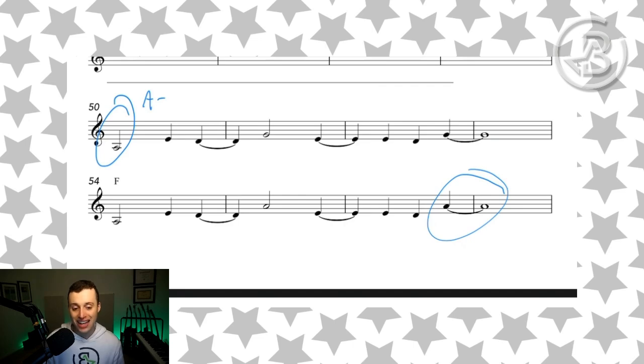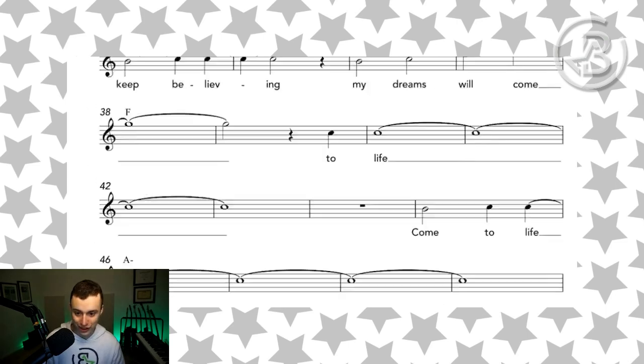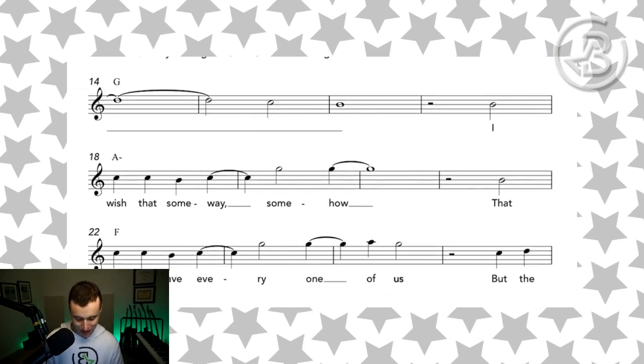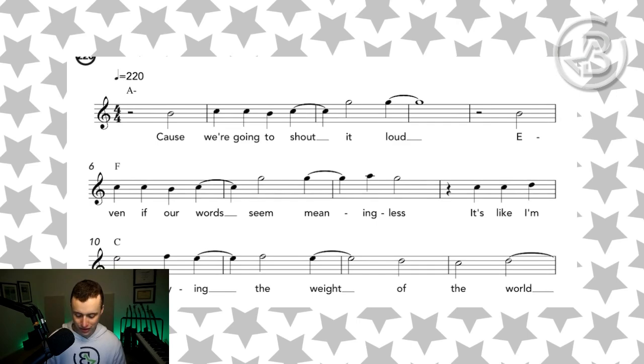So this is a fascinating song that is in the key of A minor, even though it looks like the chorus is in C major. In fact, this song is in A minor, which is really cool. It's not something you see every day, that you have a major chord progression, but really the song's in the minor key.